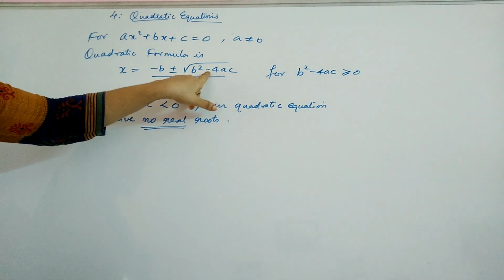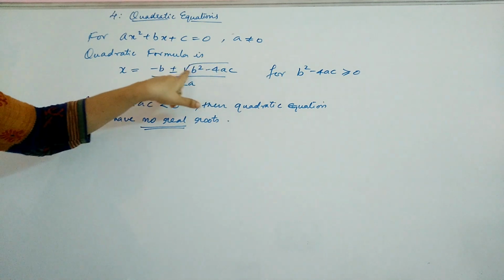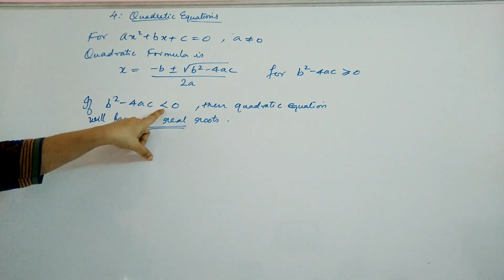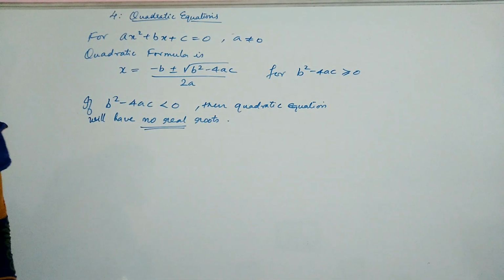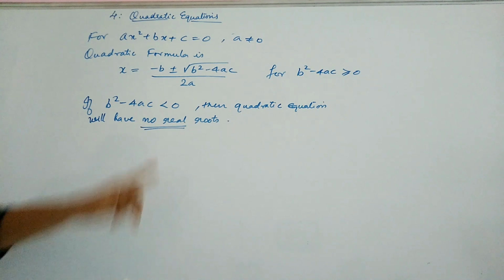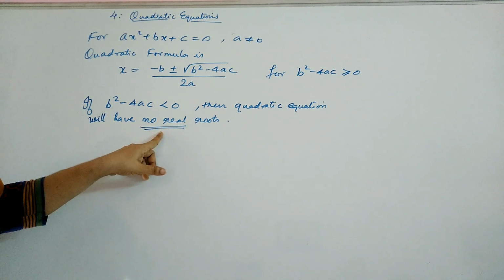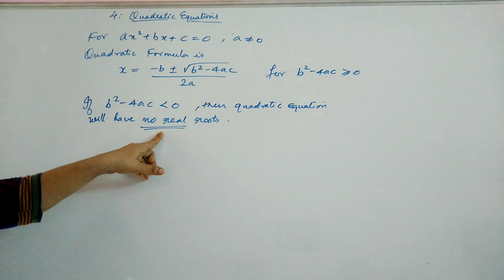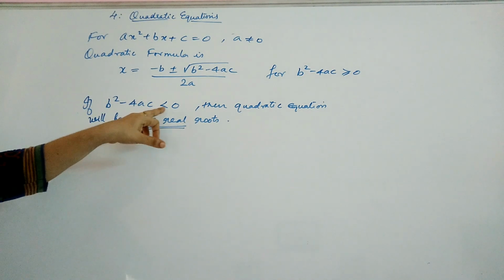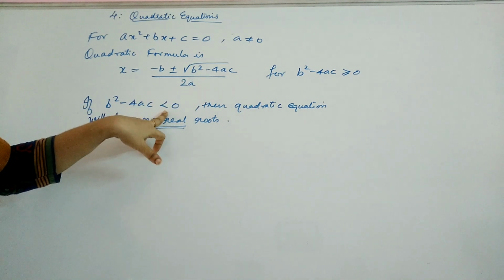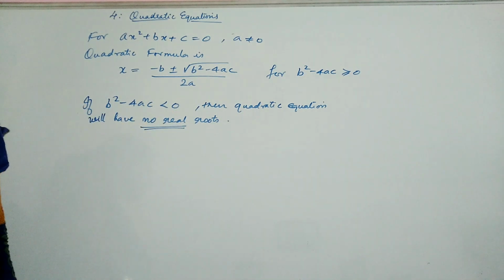Now suppose you are getting a negative value inside this root, that means if your b square minus 4ac is less than 0, then you will say that the given quadratic equation will have no real roots. It doesn't mean that it does not have any roots, but it will not have any real root. So at that time we are not finding out for the time being. We will just say that if you are getting b square minus 4ac as less than 0, the given quadratic equation has no real roots.